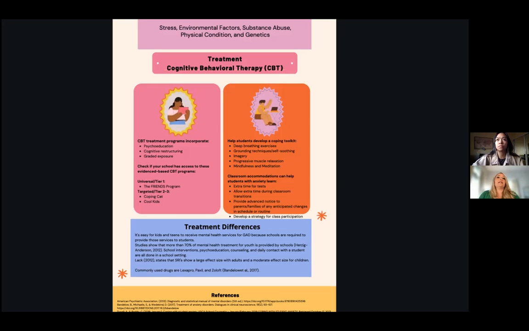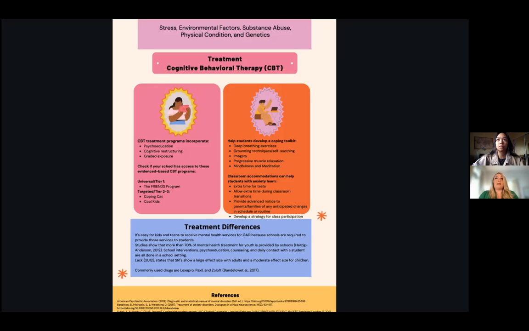It's easier for kids and teens to get treatment for generalized anxiety because schools provide these services for students. Studies show more than 70% of mental health treatment for kids is provided by schools. Schools have daily contact with students, and they manage anxiety with school interventions, psychoeducation, and counseling.